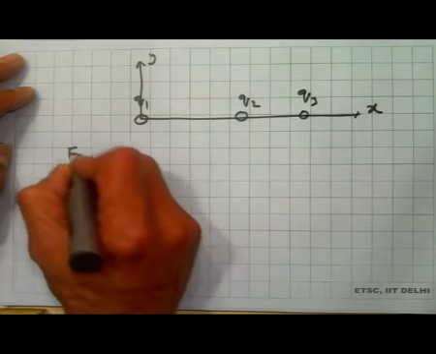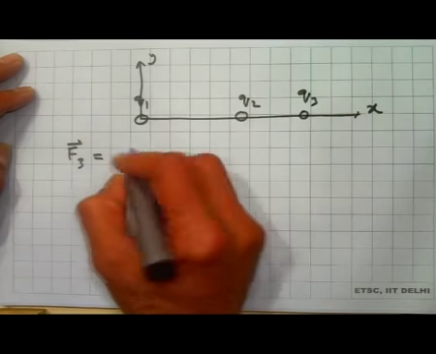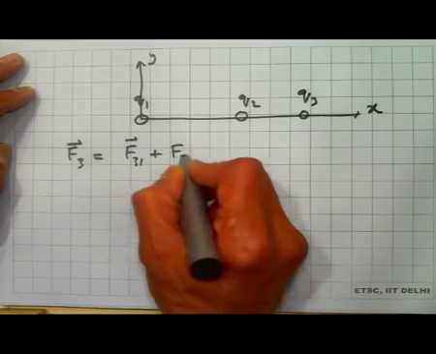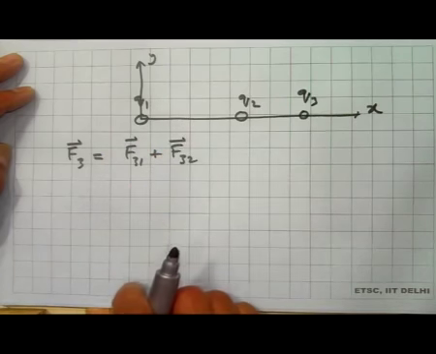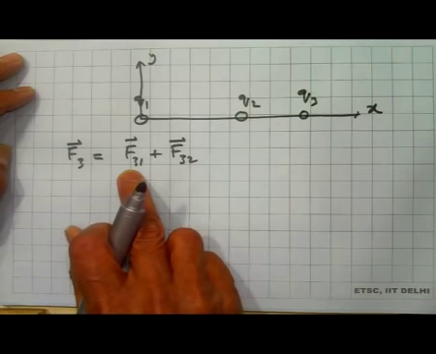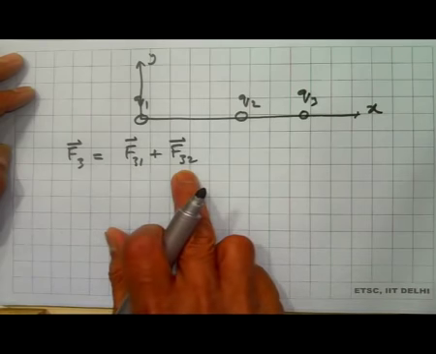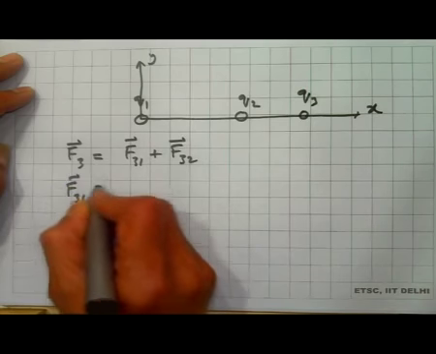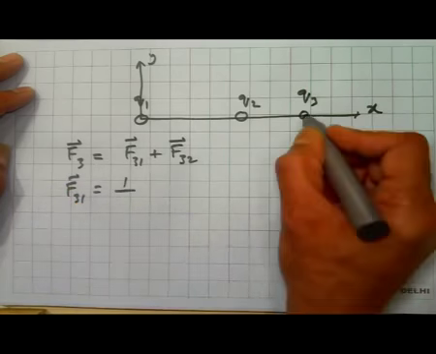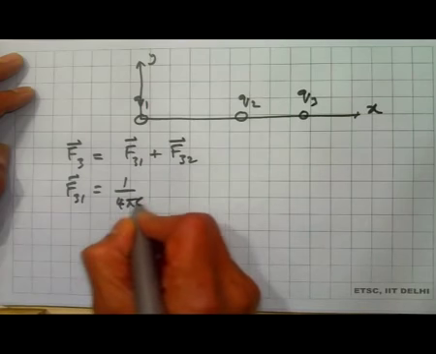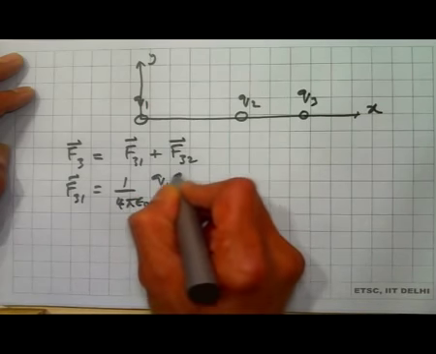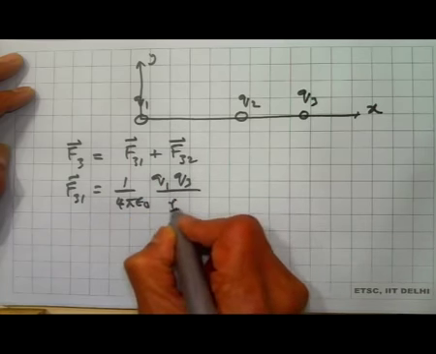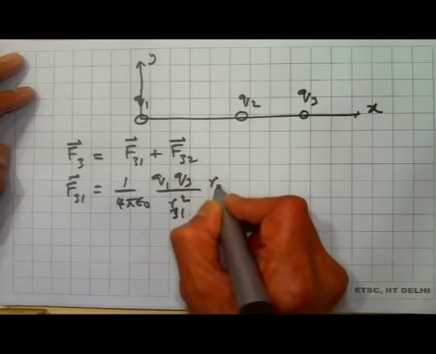So, the force on Q3 is actually equal to F31 plus F32: the force on Q3 because of Q1 plus the force on Q3 because of Q2. Now, what is F31? That is the force on Q3 because of Q1: 1 by 4 pi epsilon 0, Q1 Q3 by r31 square, r31 unit vector.